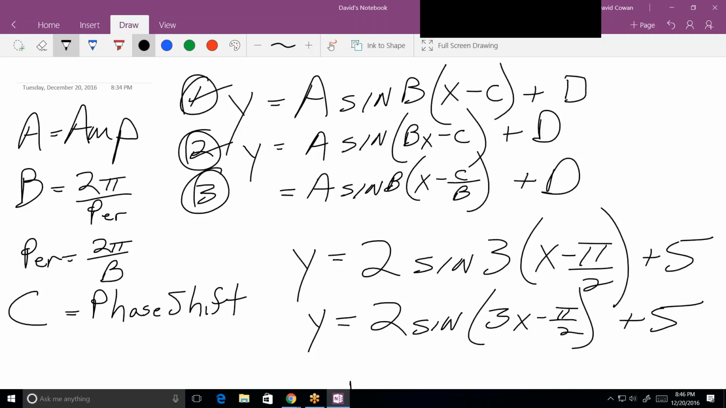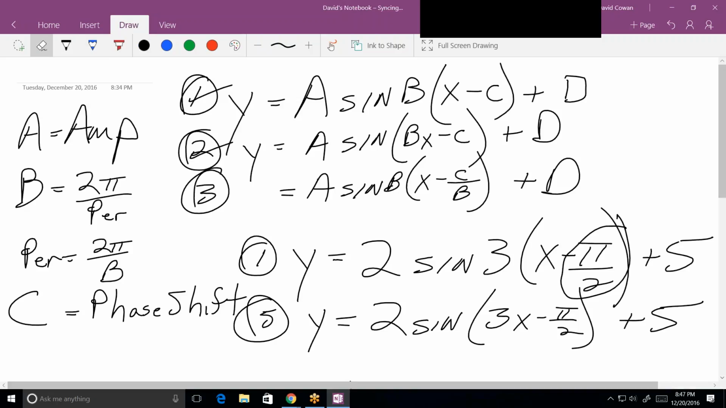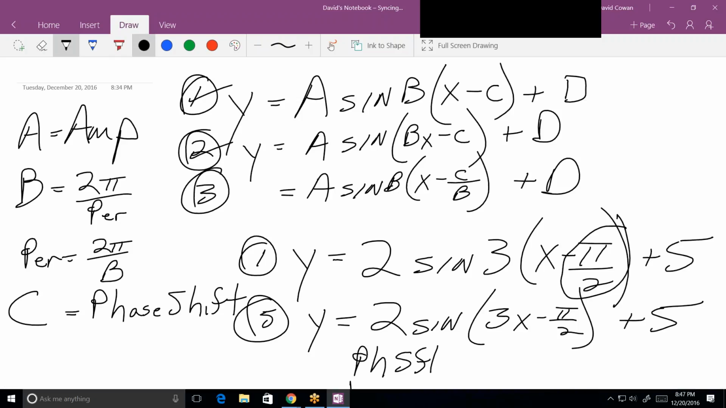The difference is in this equation, 1, the phase shift is pi over 2. In this equation, 5, that's not the phase shift because I got to factor out a 3, so I got to rewrite it or else know that the phase shift is C over B. Let's just use that formula instead of rewriting it. So the phase shift for this one is pi over 2 divided by 3, which is pi over 6.